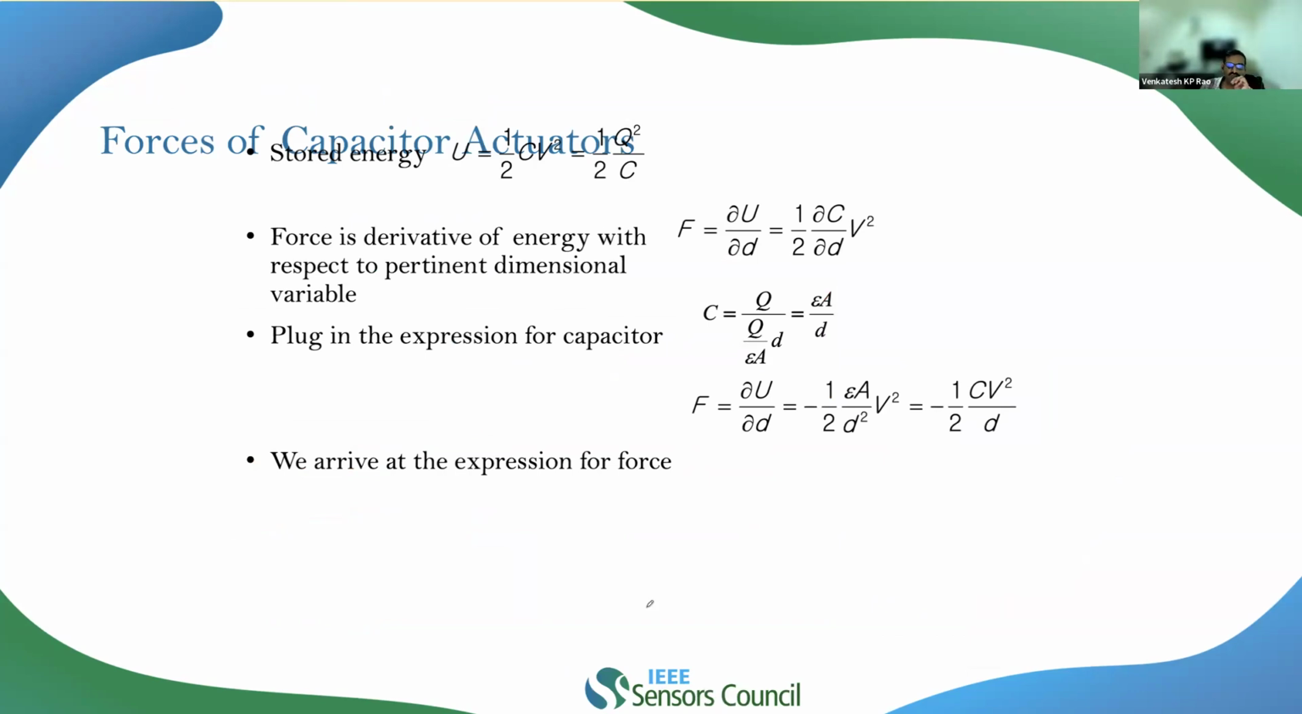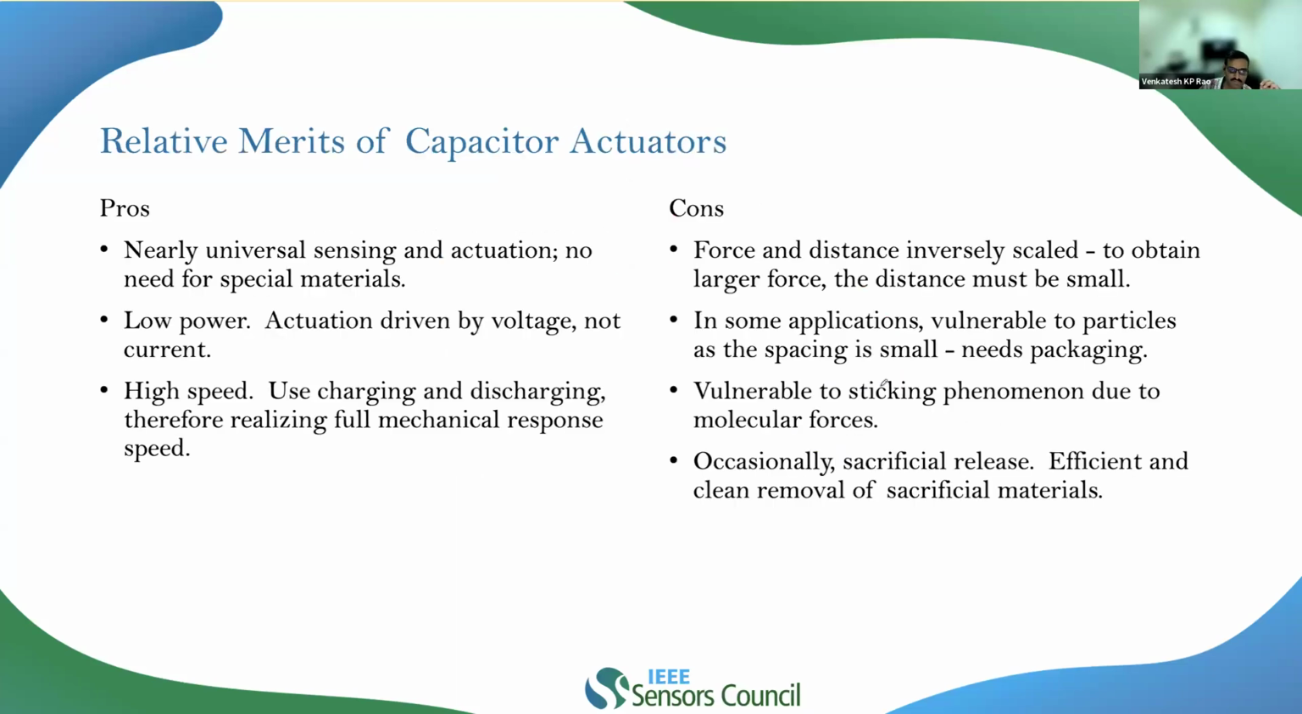So what are the different forces which act on any of the capacitive-based sensors? As we know, the stored energy is basically half CV squared. Now, if you have the stored energy, then the force is the derivative of the stored energy, dou U divided by dou D, the force along the gap direction. And the capacitance of the capacitor is basically this. So if you take dou U divided by dou D, you will basically get minus half epsilon A V squared divided by D squared.